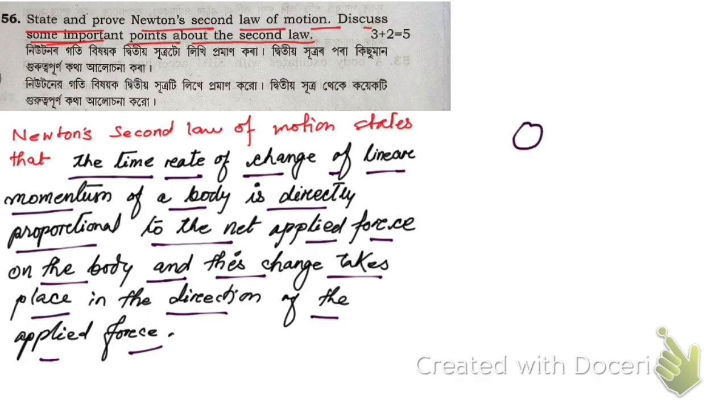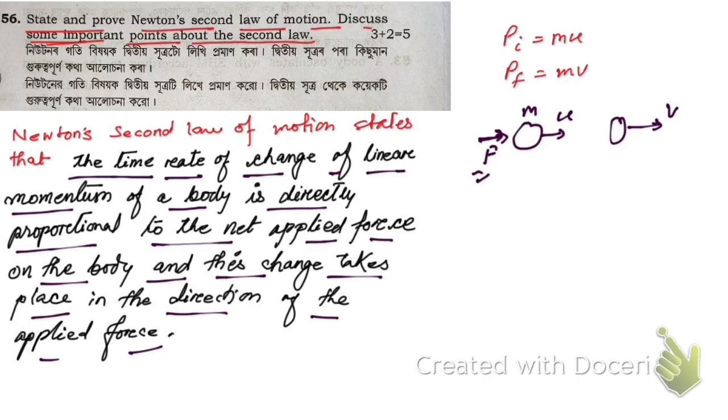Suppose this is an object, it is moving with velocity u, then suppose its mass is m, and if you apply a force F, and as a result its velocity increases from u to v. Suppose its velocity increases from u to v due to application of this force, then what is the change in momentum? Here you see initial velocity is u, so initial momentum pi is equal to m into u, and final momentum pf is m into v, right?